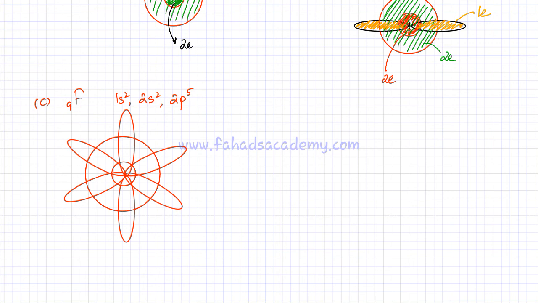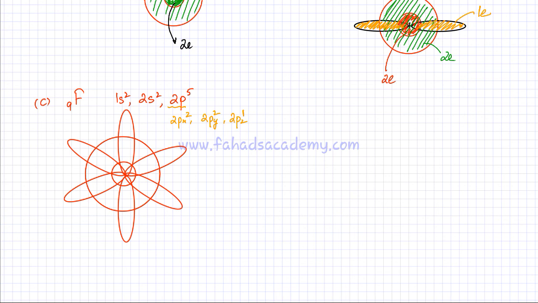If I expand this 2p subshell, it has 3 p orbitals. One is the 2px, the other one would be the 2py, and the third one would be the 2pz. So if I have 5 electrons, 2 electrons in 2 orbitals and 1 in the last one, that's a total of 5 electrons in the 2p subshell.